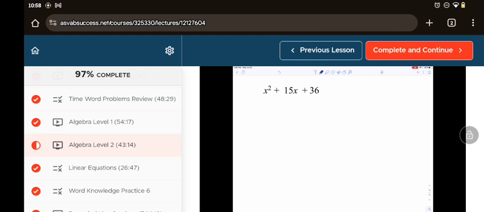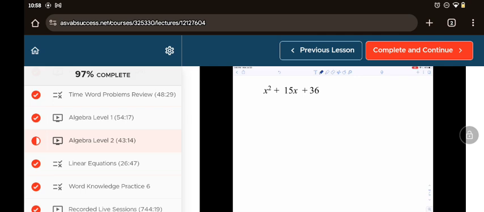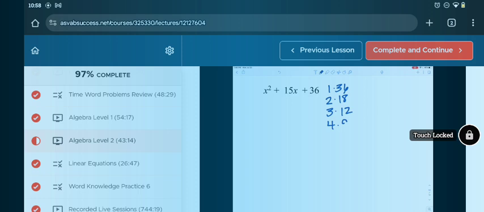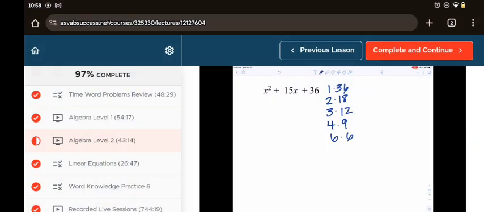Okay, here we go with another example. Go ahead and give this one a try. Just hit pause. When you're ready, just come back and watch the explanation. Alrighty, so this one's pretty easy. It's all positive. So 36, we have a lot of factors to work with. 1 times 36, 2 times 18, 3 times 12, 4 times 9, and 6 times 6.